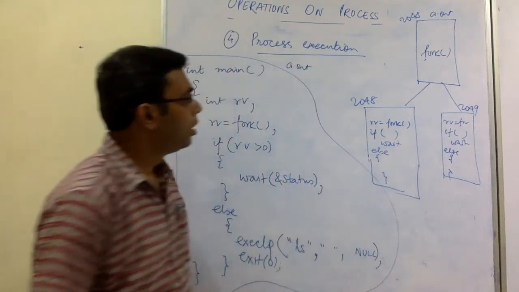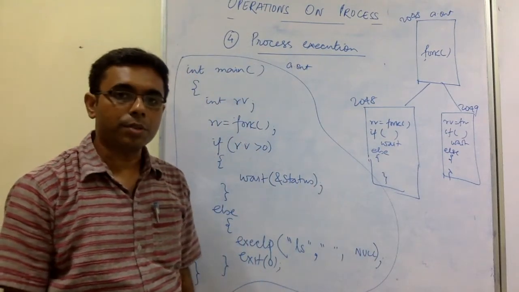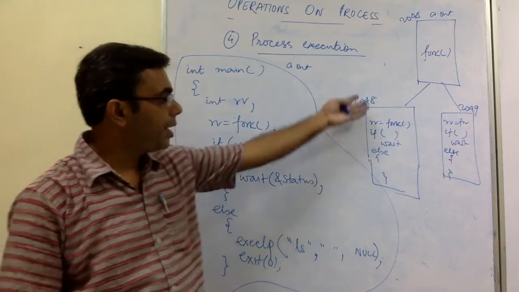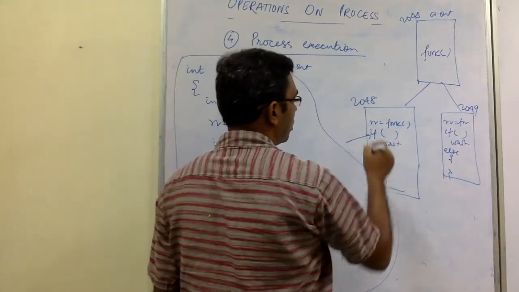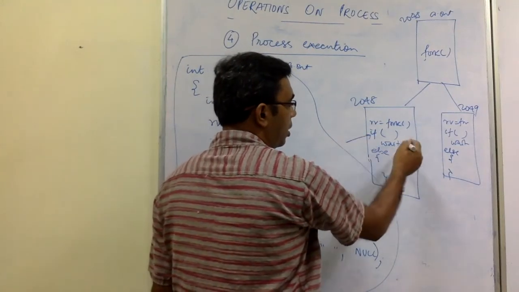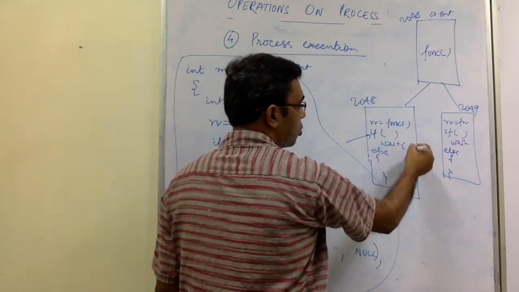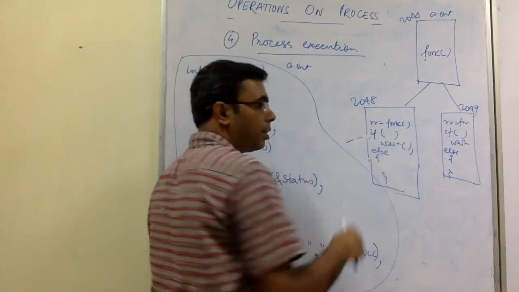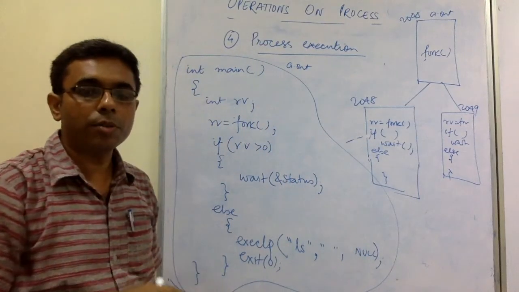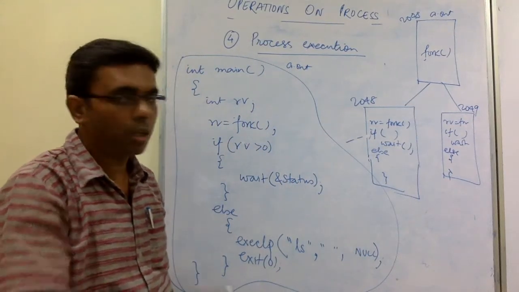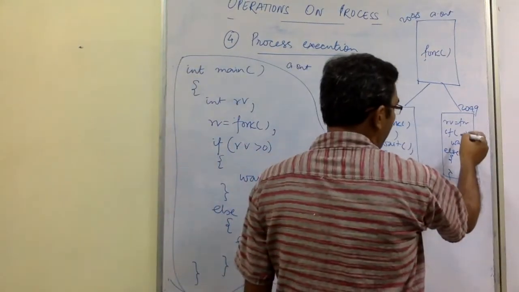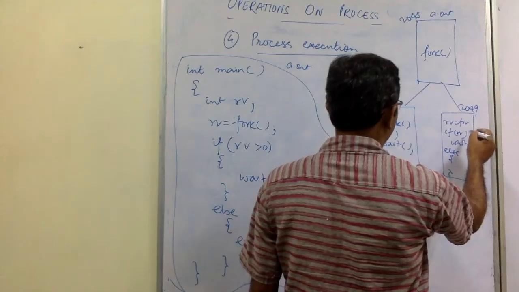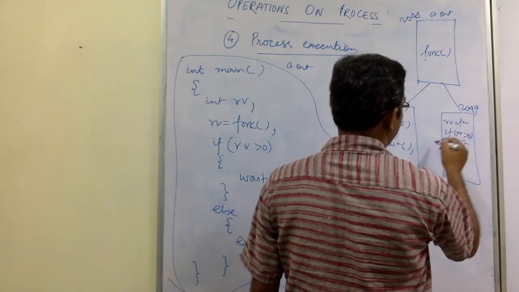Okay, now let's see if we are in the parent process. After the fork, maybe the parent starts executing first and it executes this if block. So if it executes this if block, it hits this wait call and it waits for the child process to terminate. So the control shifts to the child process, and what the child does is it checks this RV greater than 0. So it starts its execution from here.